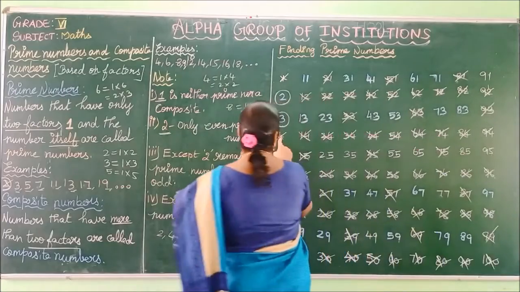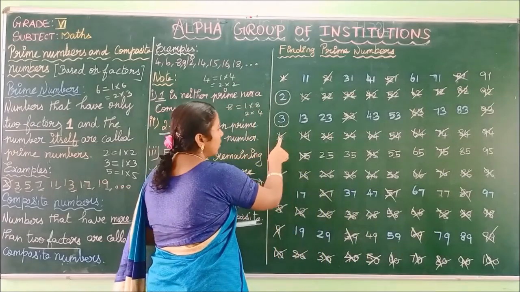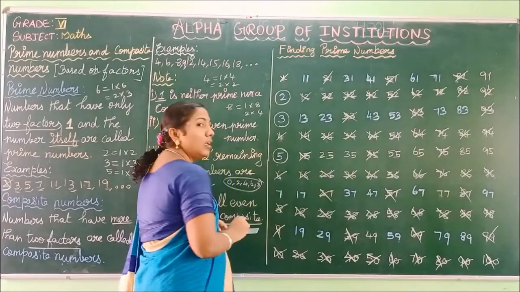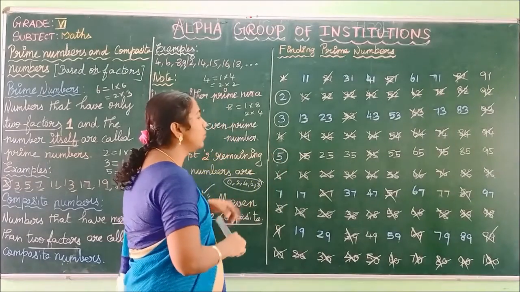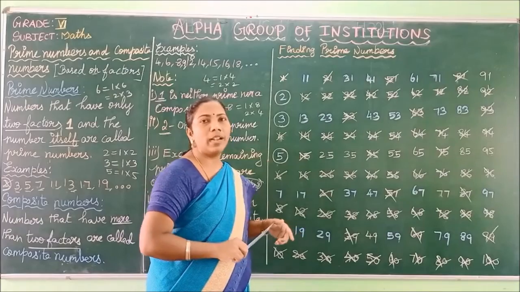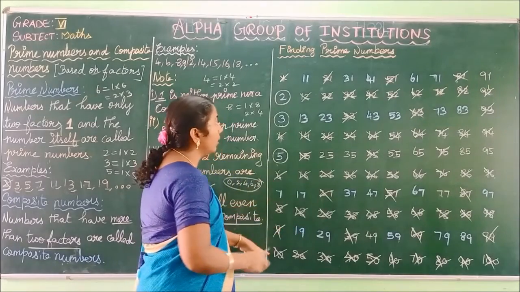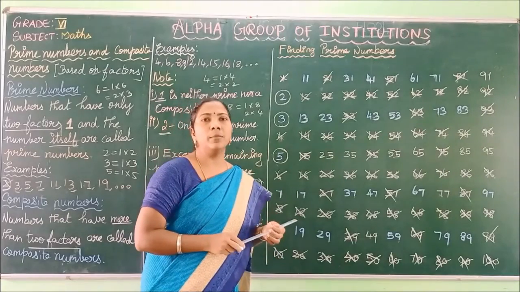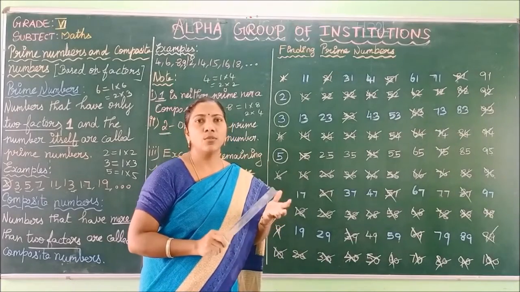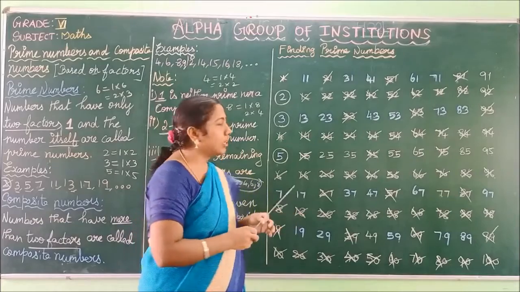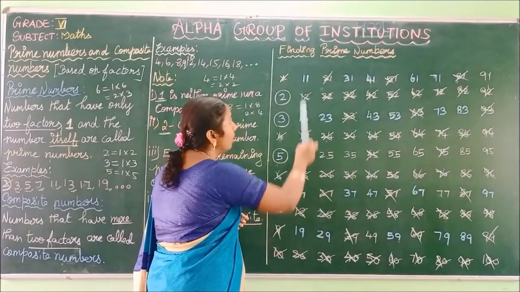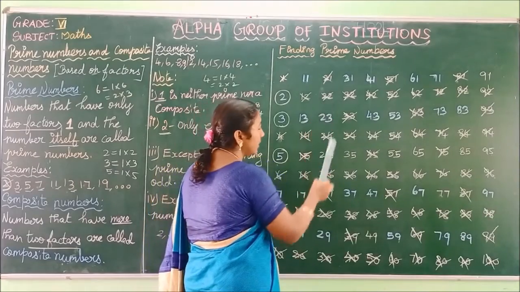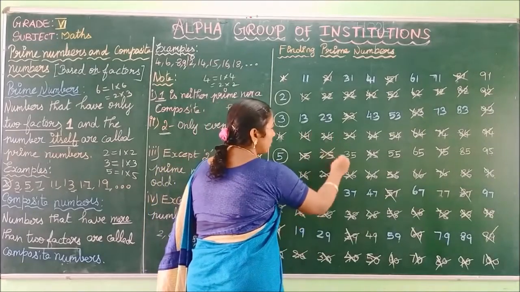Next number is 4. It is already crossed out. Next you have to see 5. Circle the number 5 because it is a prime number. Next you have to cross out all the multiples of 5. Let us check if any multiple of 5 is left out. How do you find the multiples of 5? They end with 5 or 0. Is there any multiple of 5 left out? See, there is no multiple of 5 here. See here, 25. So you have to cross out this.